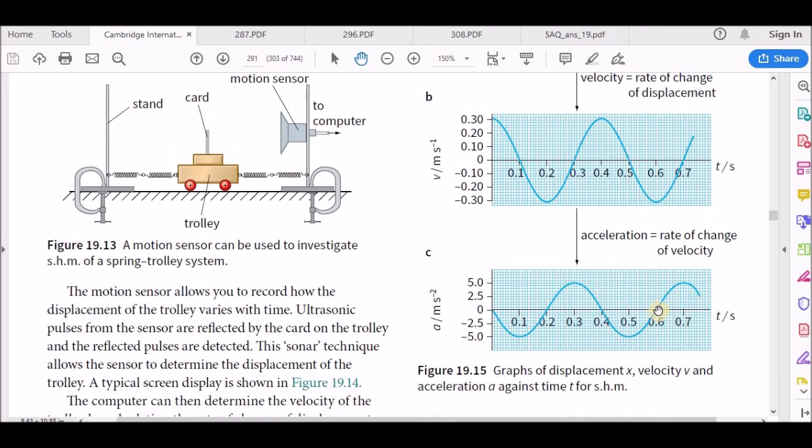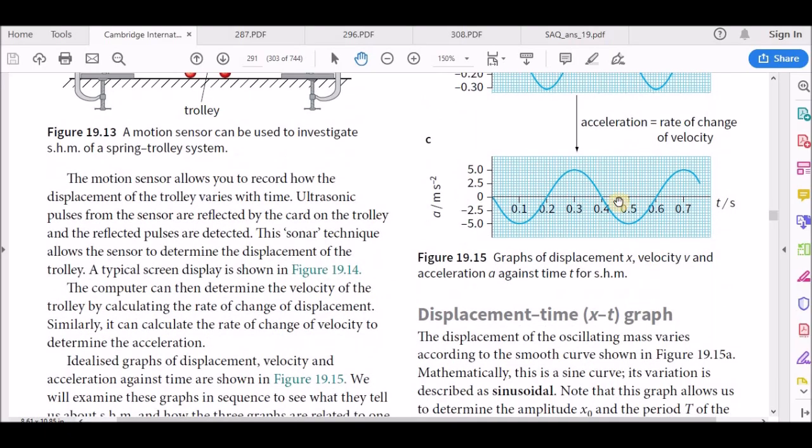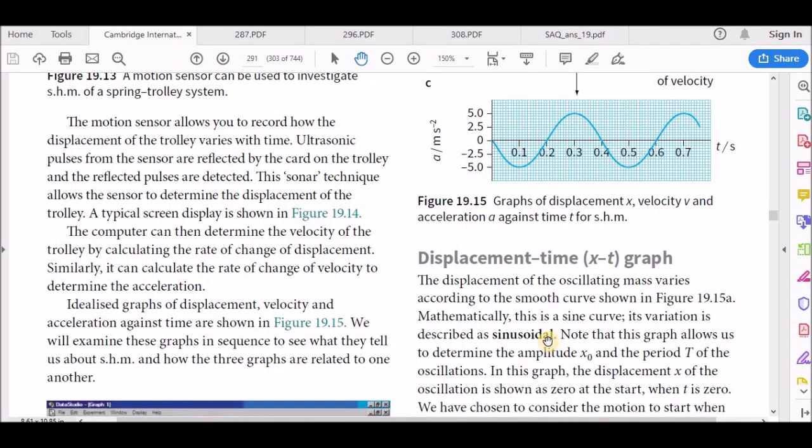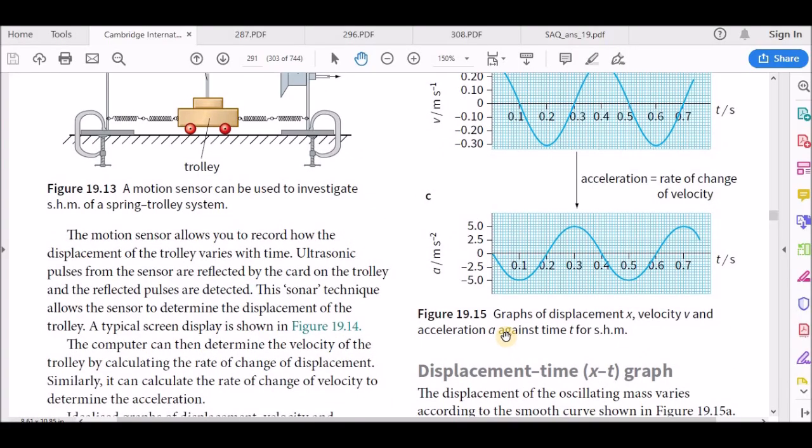So the process continues. You can also go through this by yourself, so you'll have a better understanding. It's very important that you understand these graphs. In the AS classes also you have seen displacement-time graphs and how to get the velocity and acceleration-time graphs.